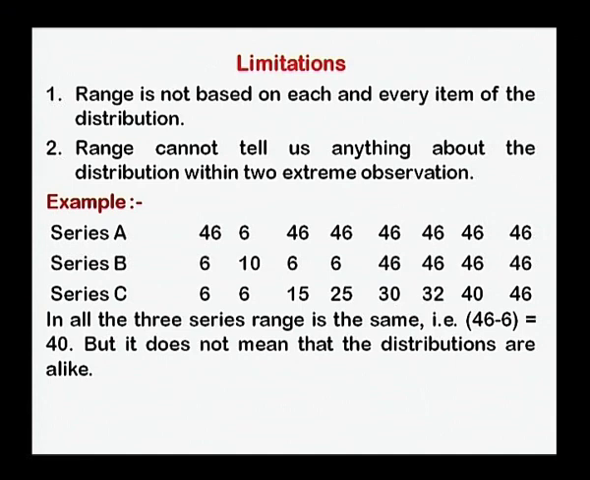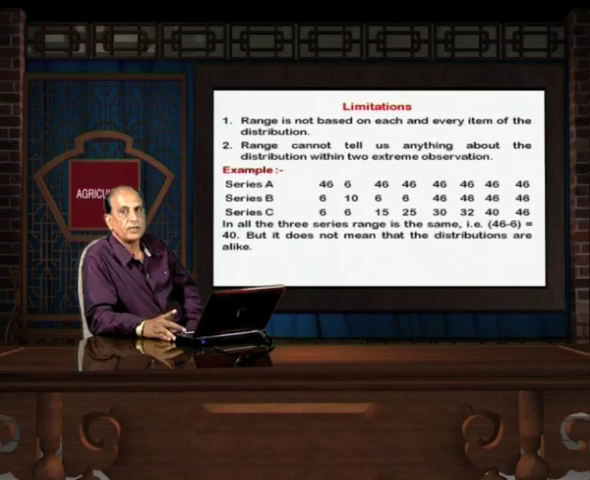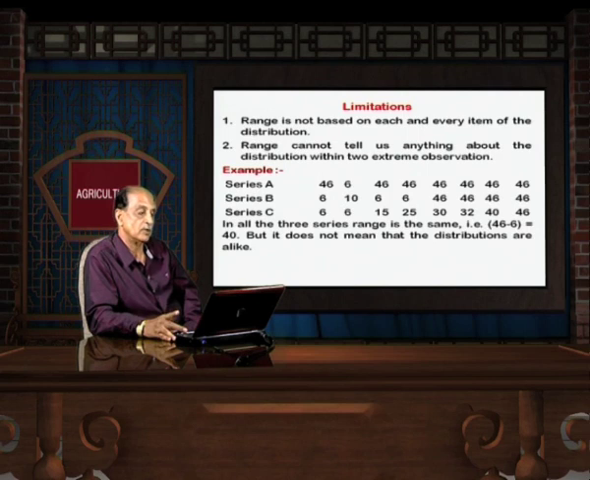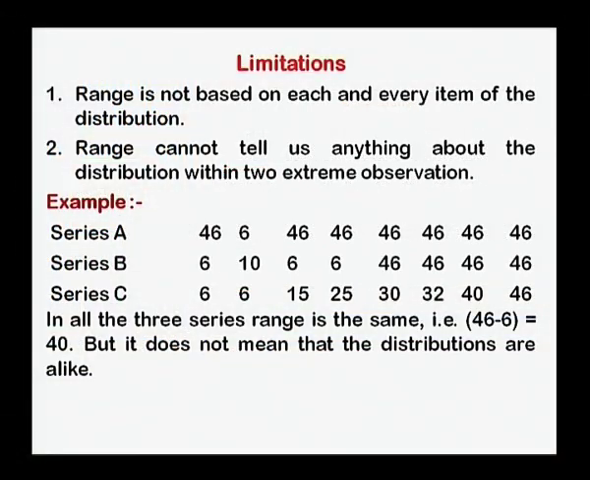Range is not based on each and every item of the distribution. As we have seen, in the range method, we only consider the smallest value of the item and the largest value of the item. So, that does not give an idea about the variations in the values given in the table. So, range cannot tell us anything about the distribution without the two extreme observations. This is one of the limitations of the range method.